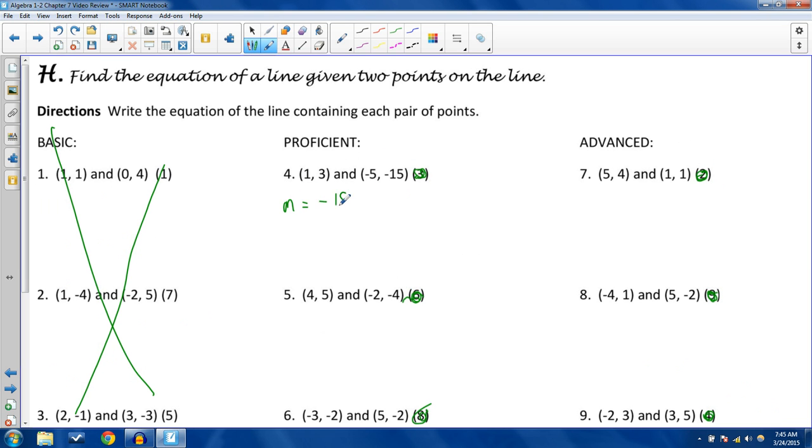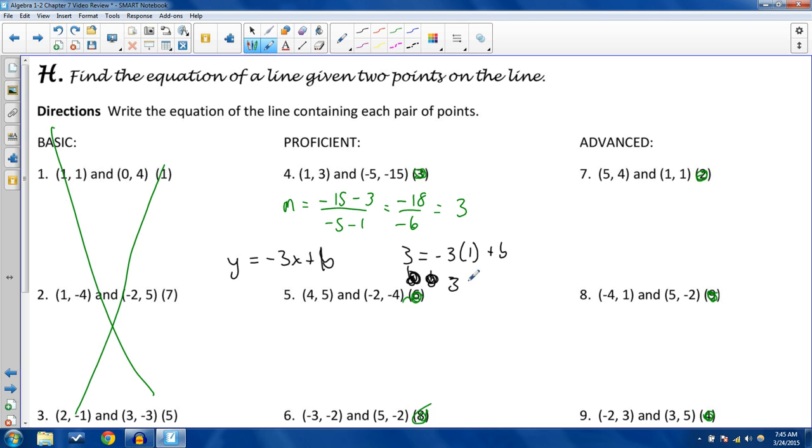My slope will be negative 15 minus 3 over negative 5 minus 1, which is negative 18 over negative 6, which is positive 3. Now that I have a slope of positive 3, I can choose either 2 points here. Substitute. I'm going to choose the smaller ones. Choose either 2 points to solve for b after that. So I can do 3 equals negative 3 times 1 plus b. I keep writing b. 3 equals negative 3 plus b, so b equals 6. So your equation is y equals negative 3x plus 6.